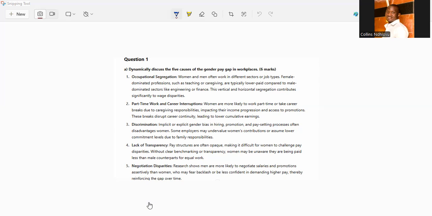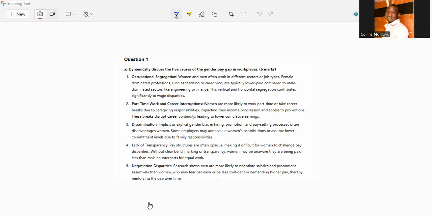So women usually do not ask because of fear of being seen to be rude or pushy. This means men will get more just because they asked. So in short, we are discussing that the gender pay gap will occur because of different kinds of jobs that women and men do, the time that men and women spend away from work, unfair treatment, the secretive pay systems, and also men being more confident in asking for a better pay. I hope that is clear.